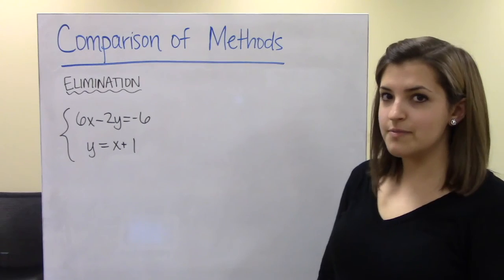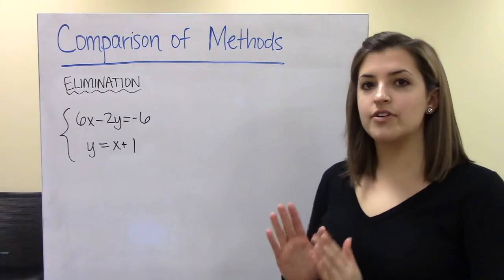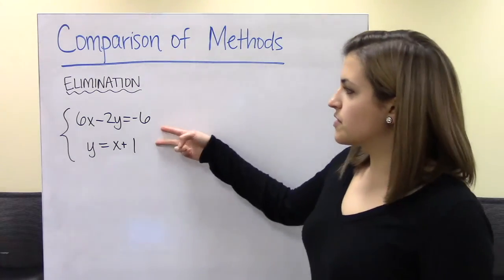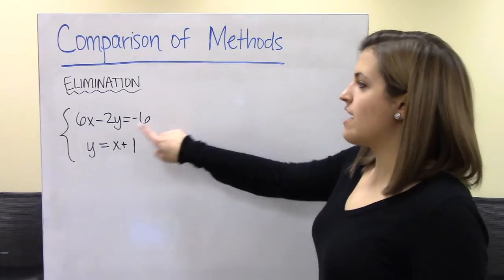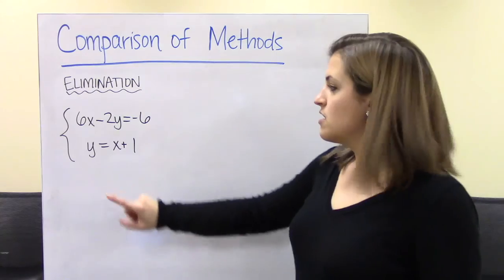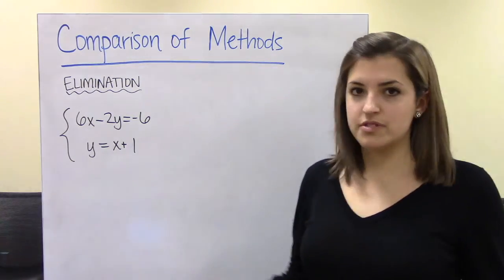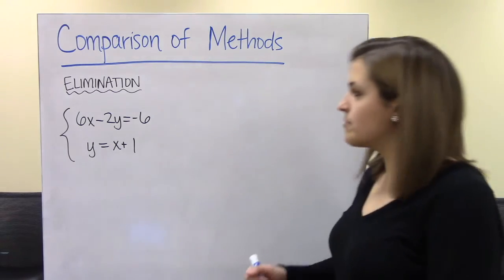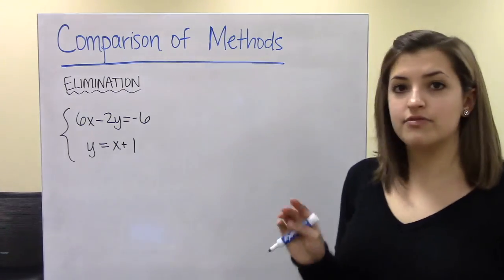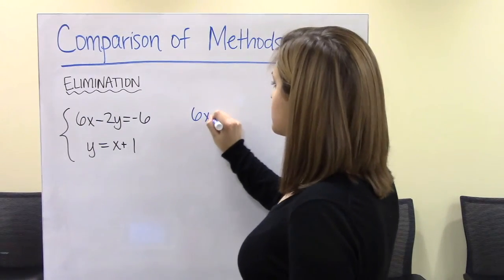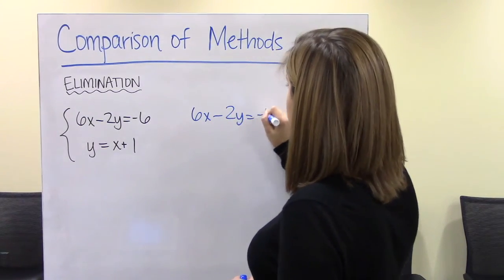Okay, so our key with elimination is to line all of our variables up so that we can eliminate one of them. So when I look at these two equations as they are, I see that I have this one in standard form, but my next one is in slope-intercept form. So my x's and y's and my equal sign are not matched up. So the first step I'm going to do is to write it in a form that can help me. So I'm going to write 6x minus 2y equals negative 6.